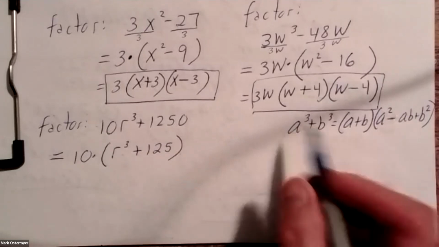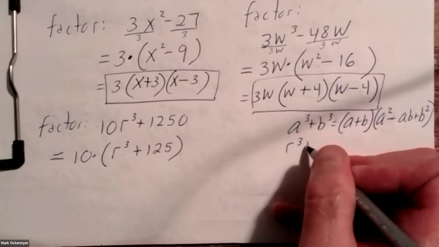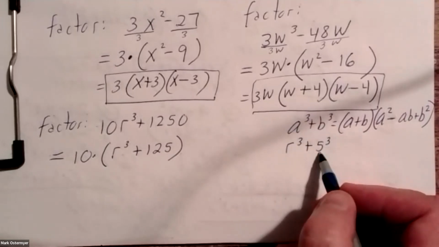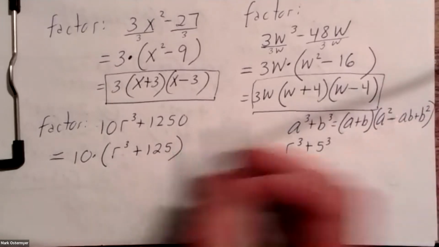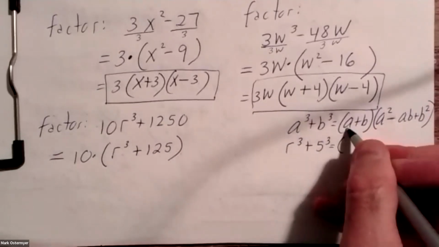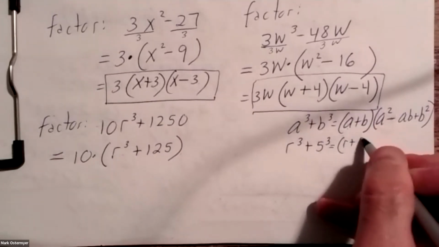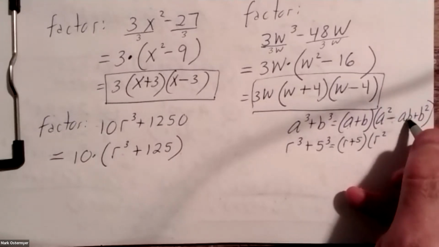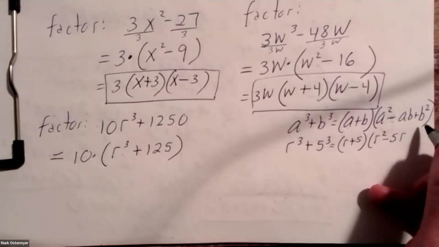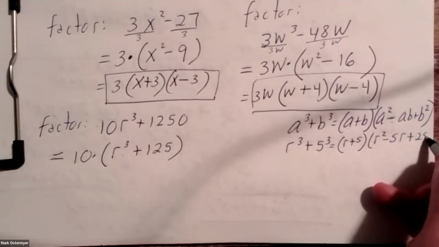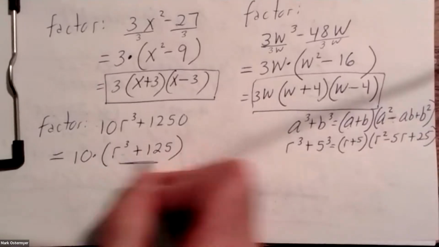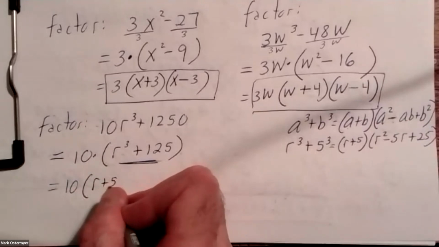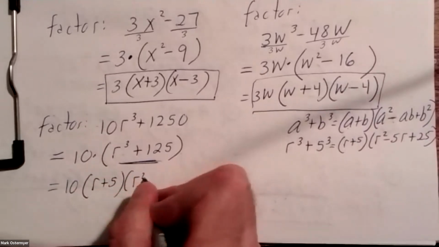What's my a? My a is really an r, my b is really a 5, agree? So this r cubed plus 125 factors as r plus 5 times r squared minus r times 5, which is minus 5r, plus 5 squared, which is 25. There you go. So this has to further factor down. So you got 10 times r plus 5 times r squared minus 5r plus 25.